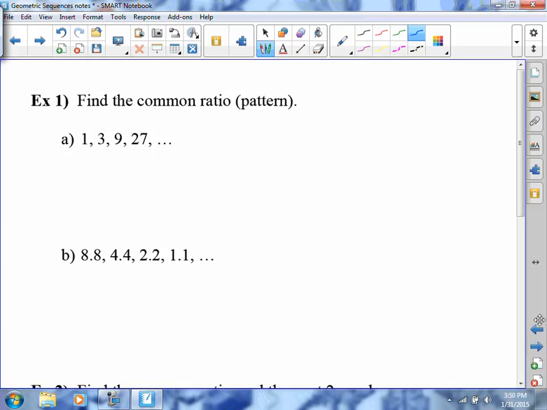Okay, let's try to do that for example 1. Let's find that common ratio, or the pattern. Let's find R. Remember, you have to go from one term to the next by using the same multiplying or dividing. So to go from 1 to 3, you have to multiply by 3. Then see if that works for 3 to 9. Yeah, 3 times 3 is 9, and 9 times 3 is 27. Okay, good. So that's our ratio there. We're multiplying by 3. You can write it out in words like that, or you could put times 3.